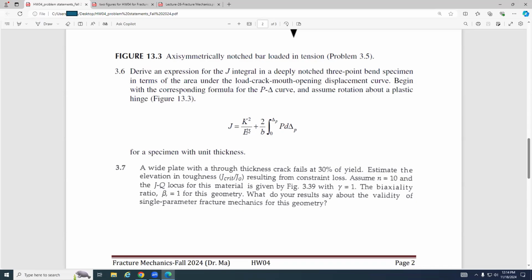P is not constant, but this is a constant, so we can just pull it out. We have 2W over E coming inside. So this is a multiplied by B plus RP, B squared, and then we have this integration sign: P d VP.